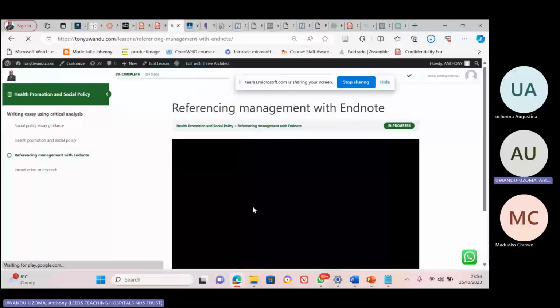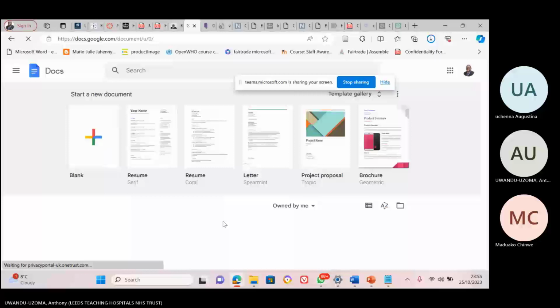Example of a population. Let me just show you. Docs.google.com. Let me show you what I mean by population. And then I will end the recording. Man, this is hanging now.